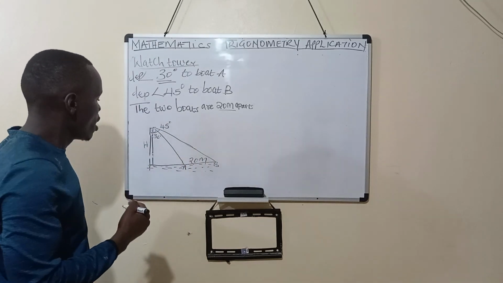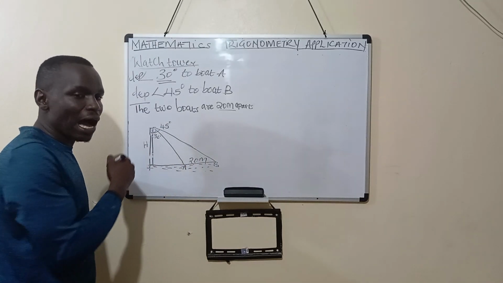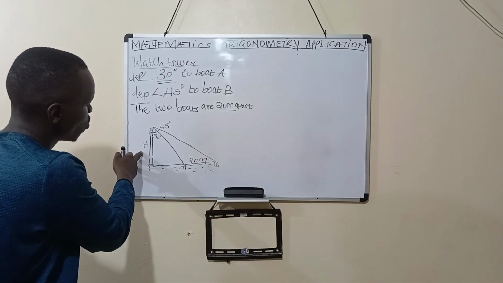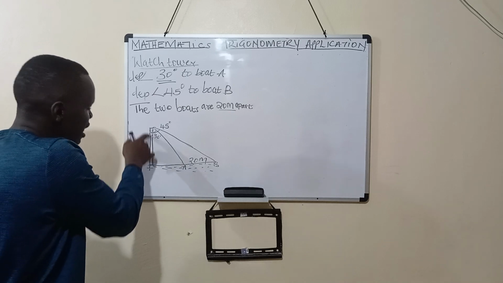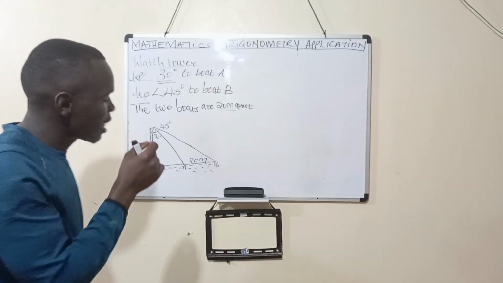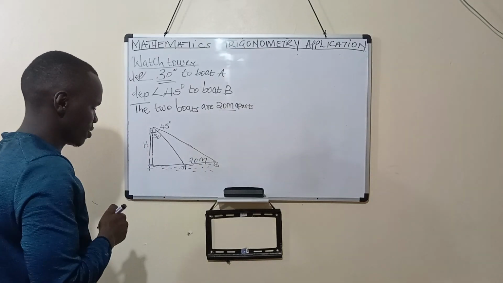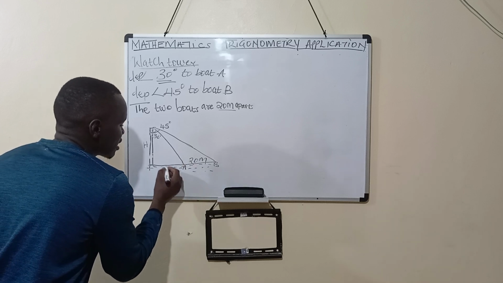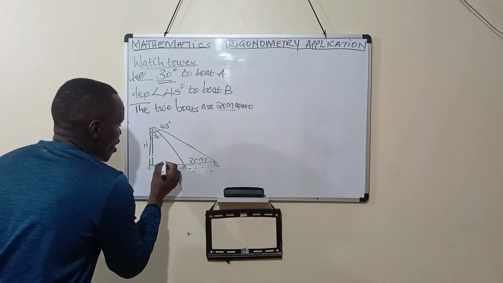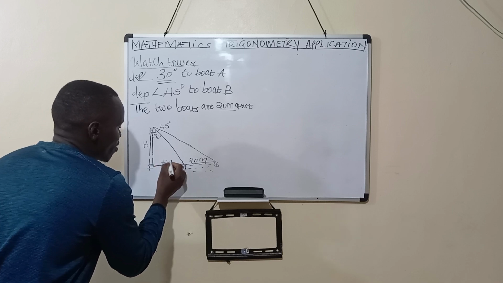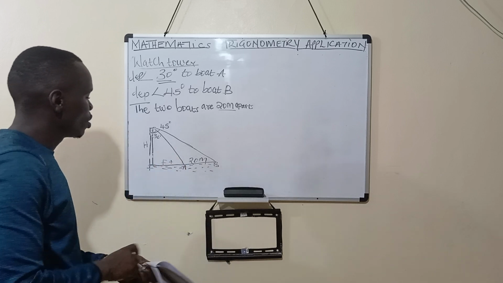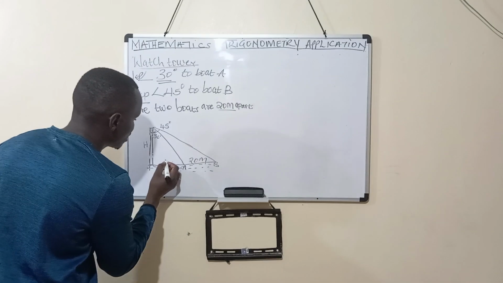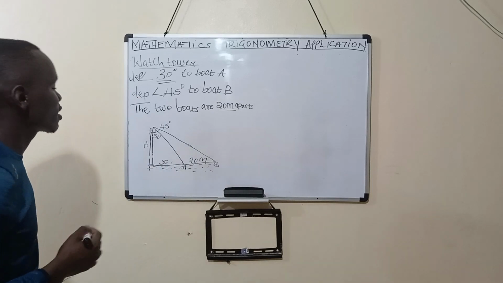So in this case, if we want to obtain the height of the tower, where is the height? Here. Which angle? 30. This is the adjacent of 30 degrees, and this one is the opposite. So we can call this opposite FA, meaning from the foot of the tower to A, or let's just call it X.